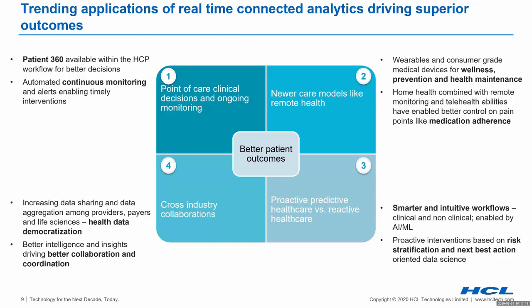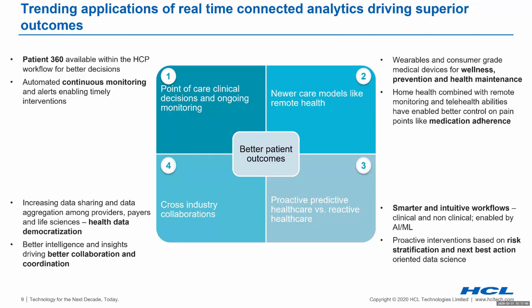The third bucket talks about how reactive healthcare has become more proactive and predictive. The classic examples here are the smarter and intuitive workflows enabled by AI/ML, both clinical and non-clinical, as well as proactive interventions, risk stratification, and next best action that are enabled by data science. We'll also see how this applies in a COVID-19 situation when Tim talks about that.